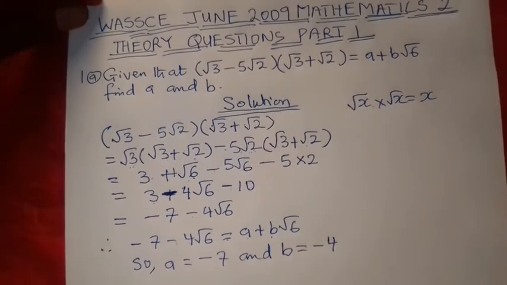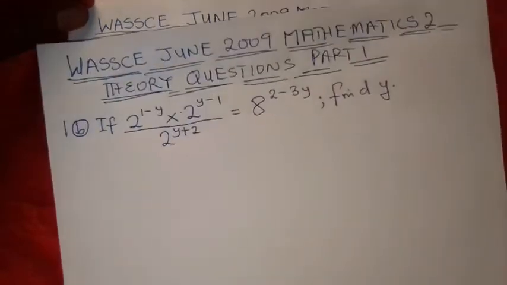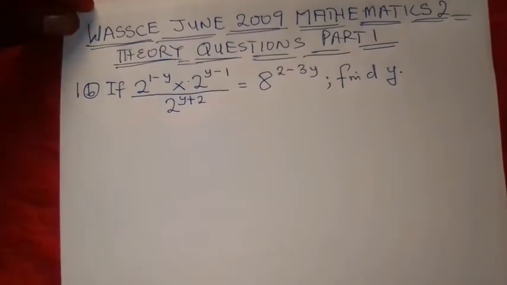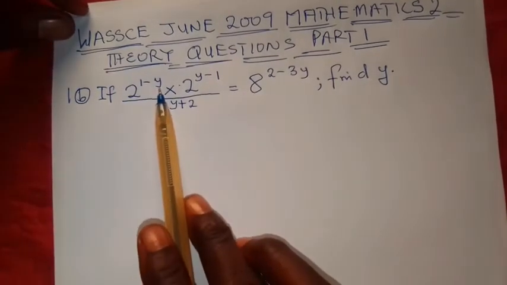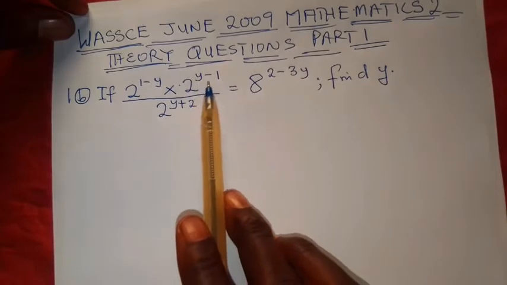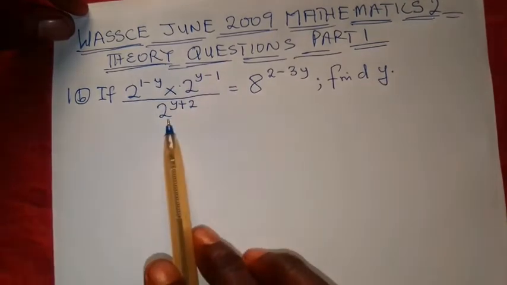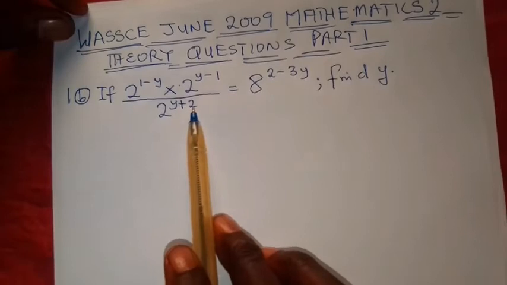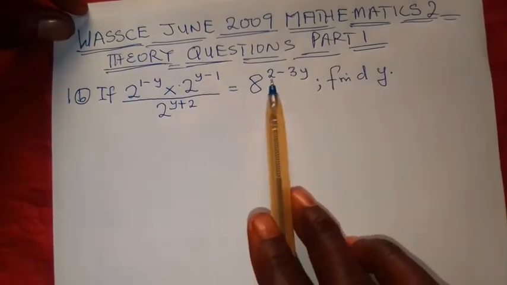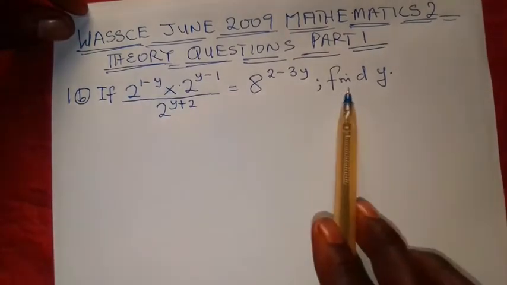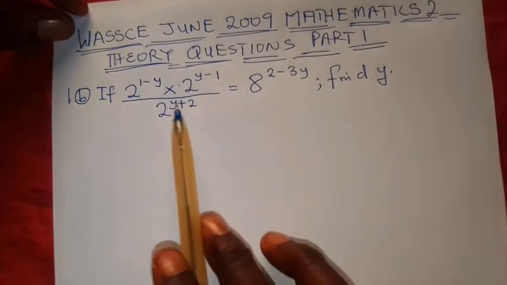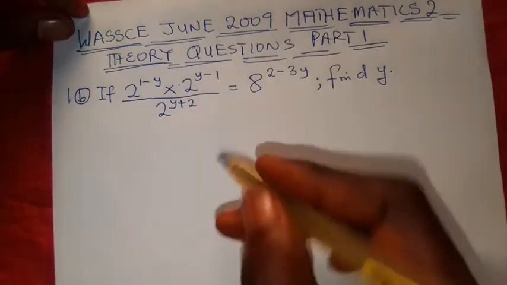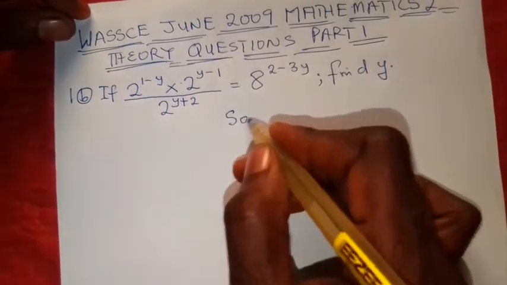I'm sure you followed me through and you would like to stick with me as I go into the second question now. In the second question, we have that if 2^(1−y) times 2^(y−1) all over 2^(y+2) equals 8^(2−3y), then we are asked to find y. So this is a case of indices. So how do we solve this problem? Let us go into the solution quickly.